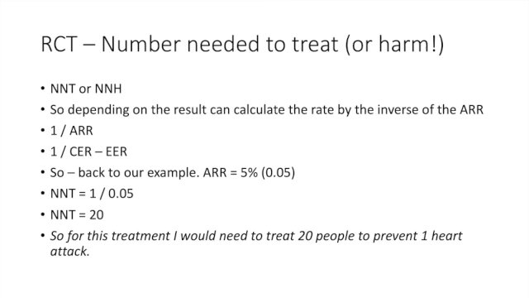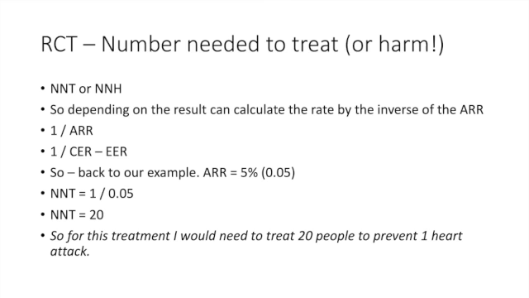So RCT will give you a numbers needed to treat, and likewise, it will give you a number needed to harm as well, and that's NNT or NNH, depending on what it is. So it's 1 over the ARR, which is 1 divided by CER minus EER. So back to our example of the 5%, the numbers needed to treat is 1 over 0.05, which works out as 20. So assuming this treatment is correct, I would need to, as the GP, issue this medication to 20 people to prevent 1 heart attack, and that's what the number needed to treat falls out as.